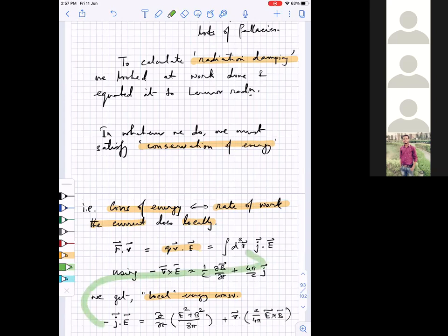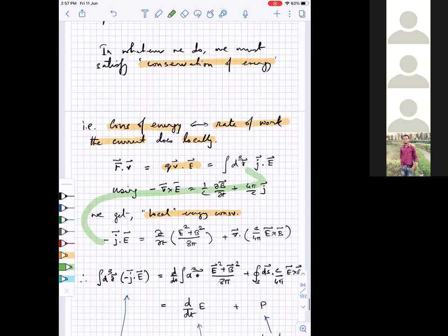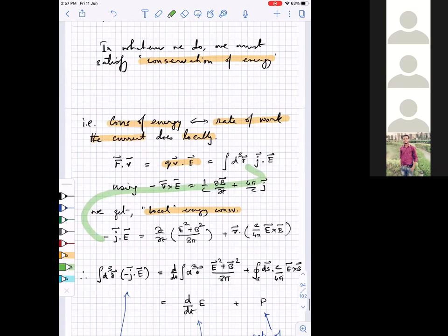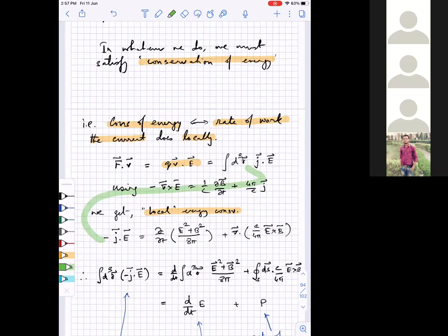Okay. And when you do that, what you get is this equation. So the integral over the local volume of minus J dot E is d dt of the integral of (E squared plus B squared) over 8 pi over the local volume, and a surface integral of c by 4 pi E cross B.